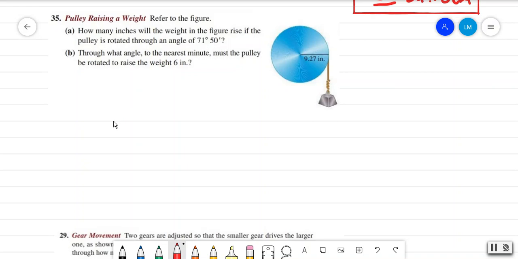So we want to know how many inches this pulley is going to be raised. So let's go ahead and do it like this. In this example, we'll look at part A and we'll say that theta is equal to 71 degrees and 50 minutes. But notice that this is in minutes, so we should probably convert that before moving on.